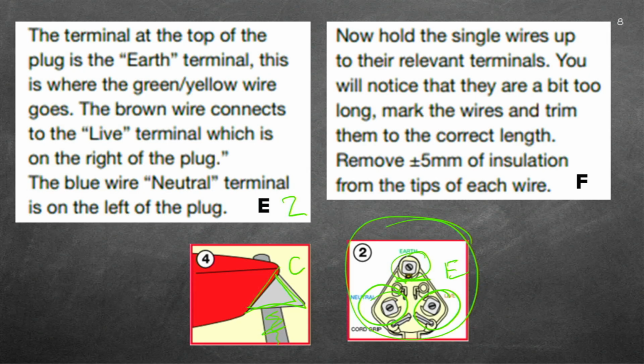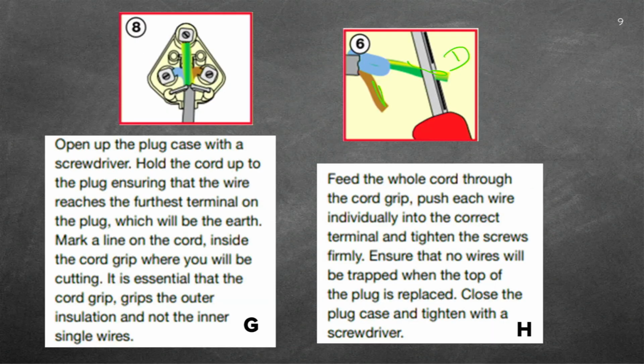Right, F says now hold the single wires up to their relevant terminals. You will notice that they're a bit too long. Mark the wires and trim them to the correct length. So now I'm going to look and I'm saying, okay, let's go and see where this goes. And if I go to the next, I'm looking for a diagram that is showing the cables going to the right place. And there we are.